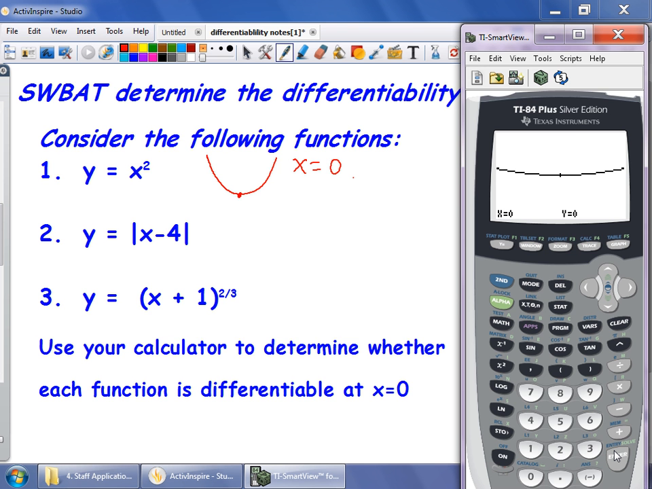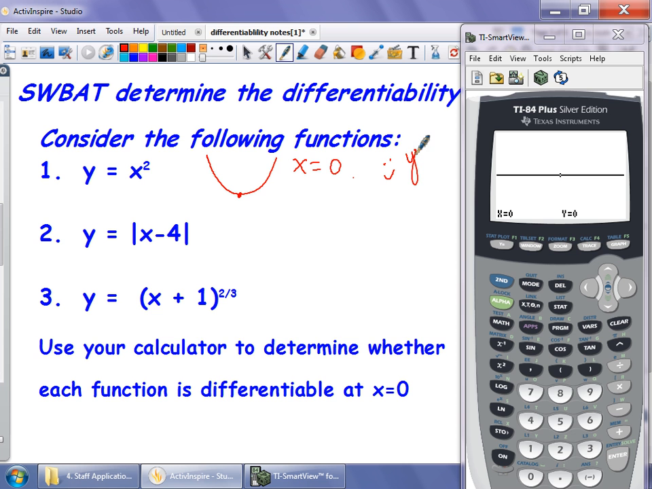And you can see that at x equal to 0, the curve is getting linear. And in fact, if I zoom in one more time, it will appear that I have a horizontal line at x equal to 0, and the slope of a horizontal line is 0, and that is the derivative of this function at 0. So this function, yes, is differentiable at x equal to 0.